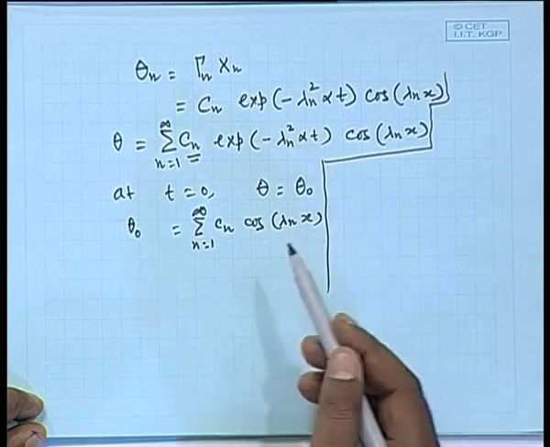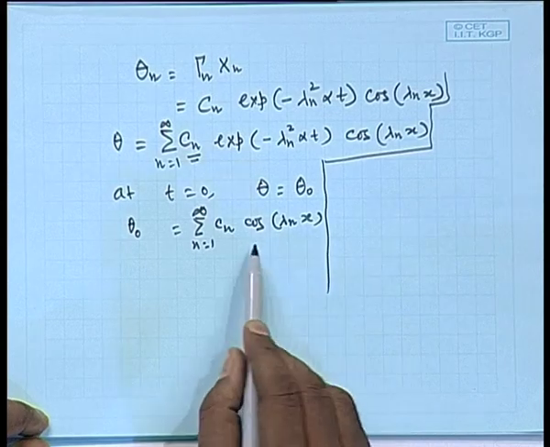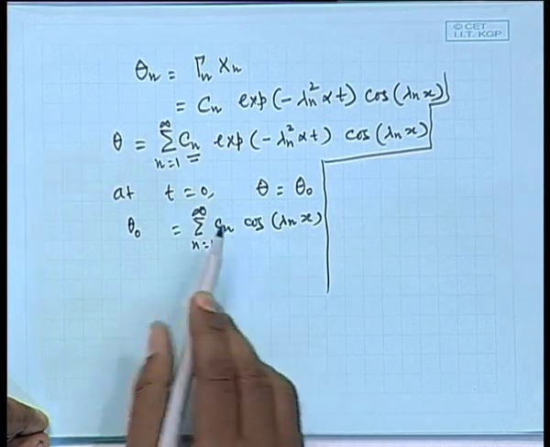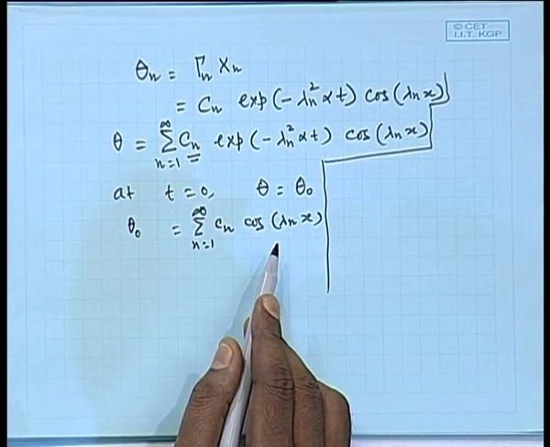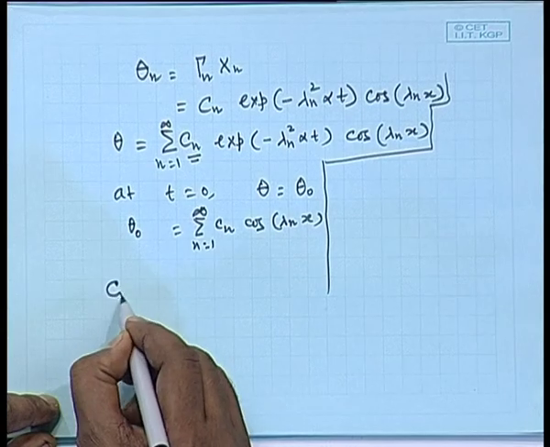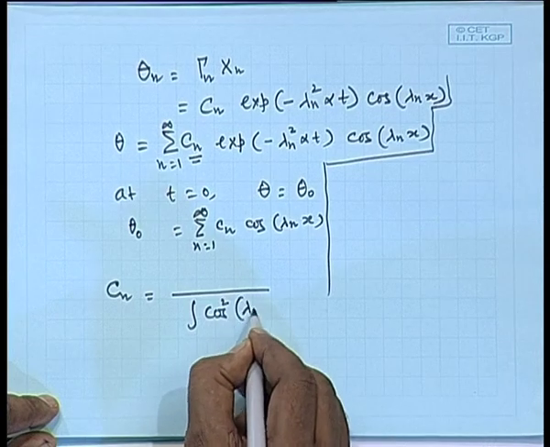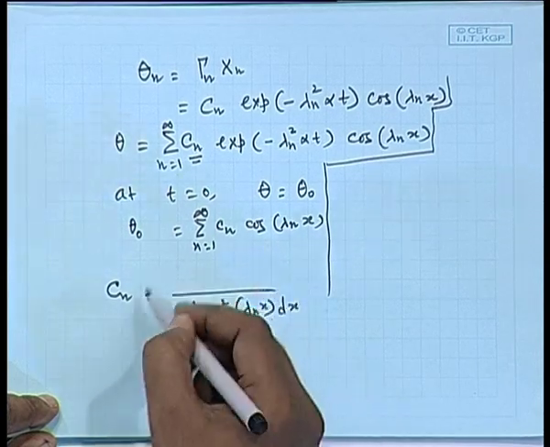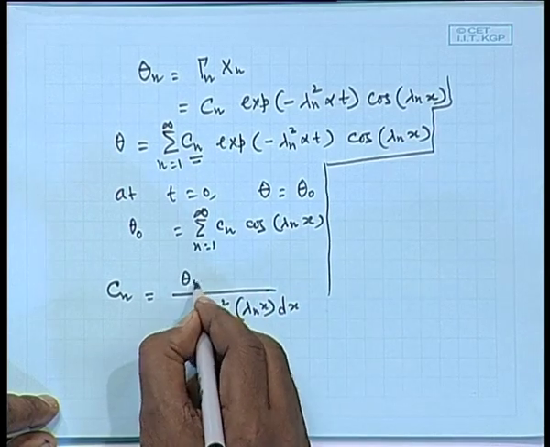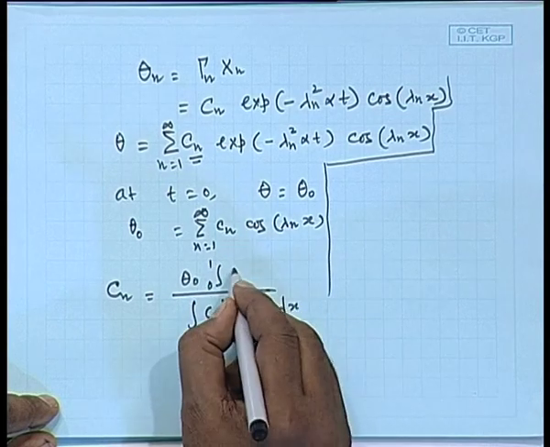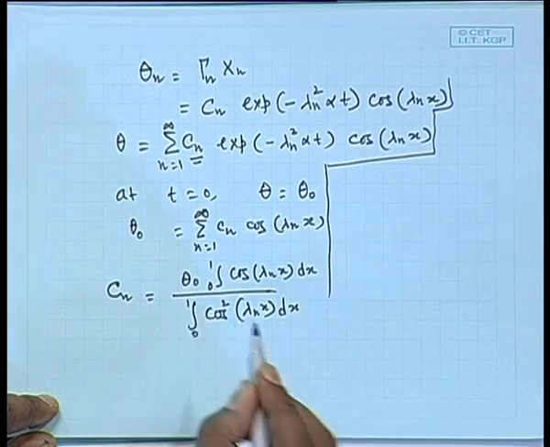Now, using the orthogonal property, if you open up this summation series, all the terms will vanish apart from n equal to m. So, ultimately you will be getting only one term on the right hand side and one term on the left hand side. So, Cn becomes the integral of theta 0 cosine lambda n x dx from 0 to 1 divided by the integral of cos square lambda n x. These intermediate derivations we have already done in the last class.